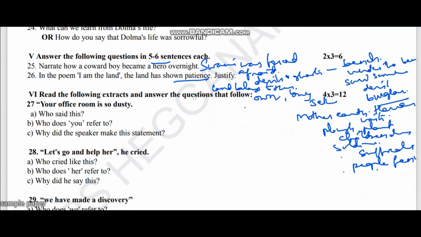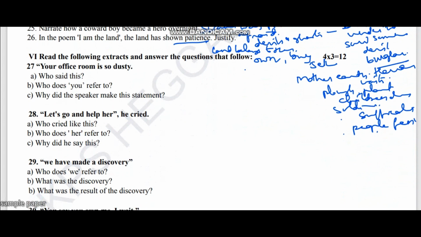Roman number 6. Read the following extract and answer the questions that follow. Your office room is so dusty. Who said this? This was said by Swami. Who does you refer to? You refer to Swami's father. Why did the speaker make this statement? Swami wanted to escape from his father's proposition of sleeping alone in the office room.